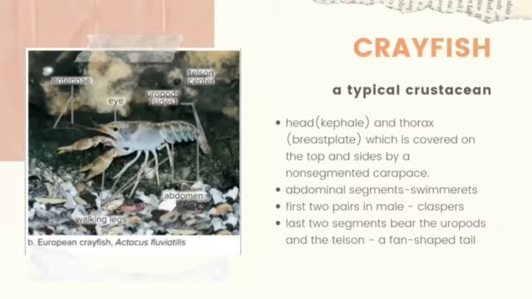The typical crustacean is the crayfish. The head and thorax are fused into a cephalothorax, which is covered on the top and sides by a non-segmented carapace. The abdominal segments are occupied with swimmerets, small feather-like structures. The first two pairs of swimmerets in the male, known as claspers, are quite strong and are used to pass sperm to the female. The last two segments bear the uropods and the telson, which make up a fan-shaped tail.